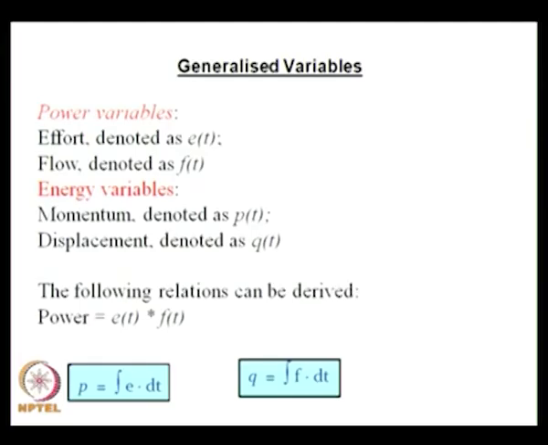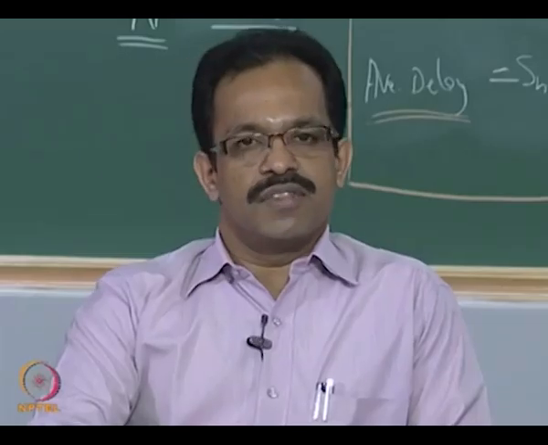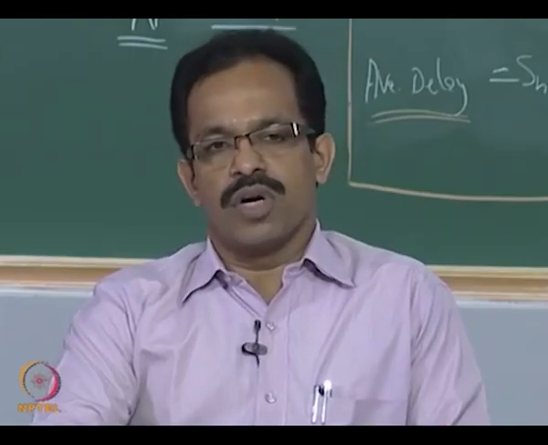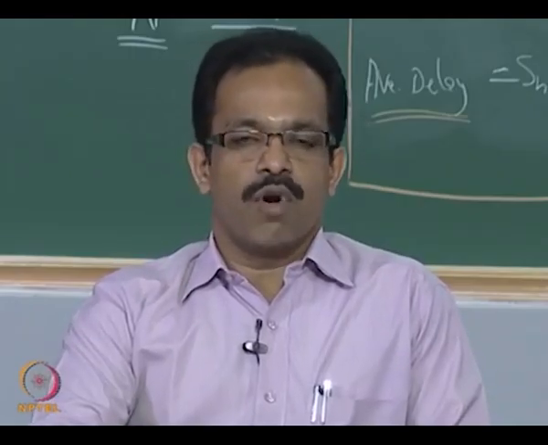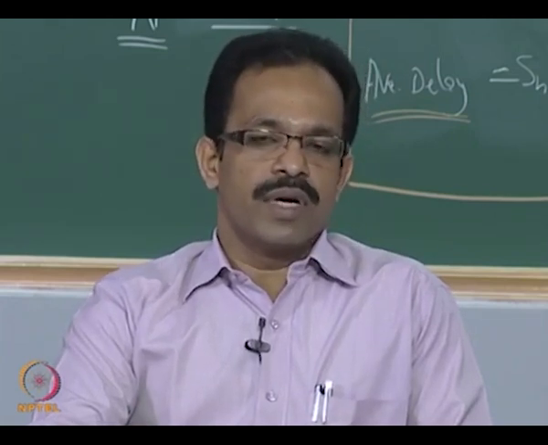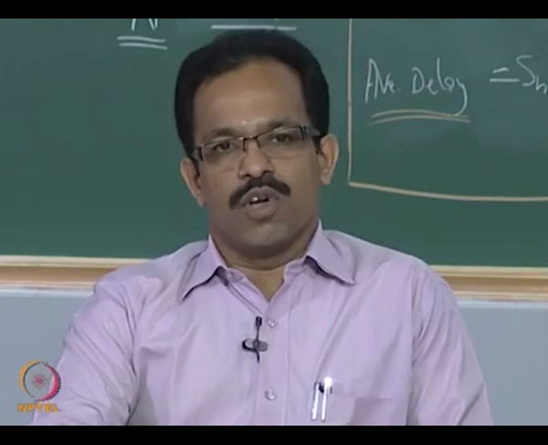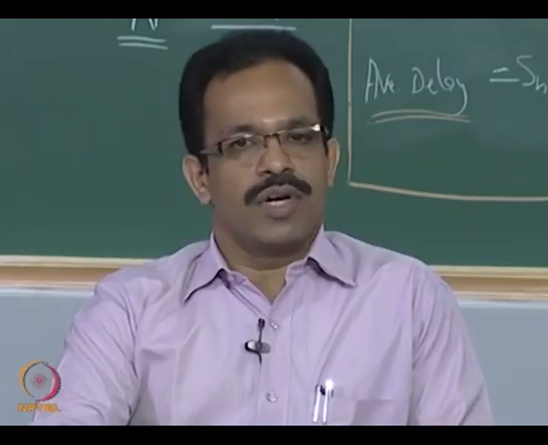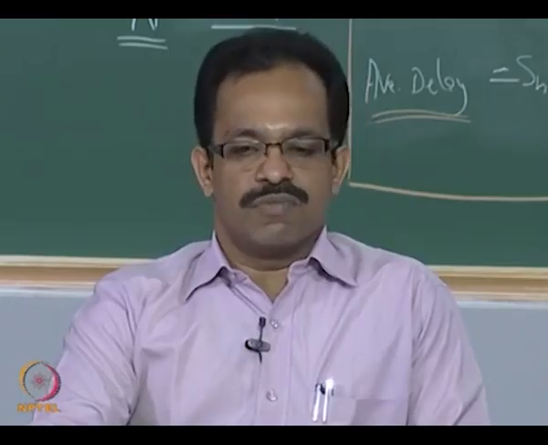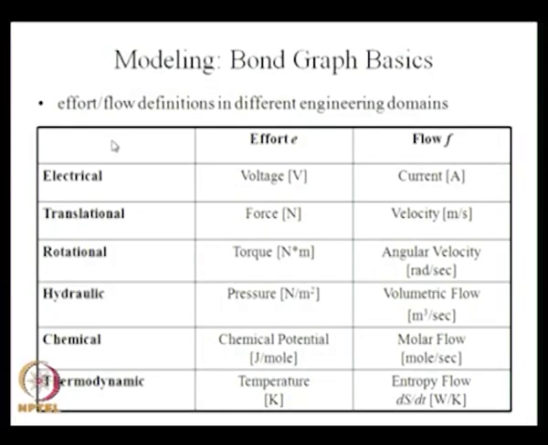As you can see here, you can represent these variables in various domains. As I mentioned earlier, bond graph is basically used for multi-domain systems: mechanical, electrical and hydraulic systems, and they are combined. We need a common language for modeling. So the effort and flow are common in all the domains. Whether it is mechanical, hydraulic or electrical, we can use the same variables: effort, flow, momentum and displacement. This chart shows the variables effort and flow in different domains.